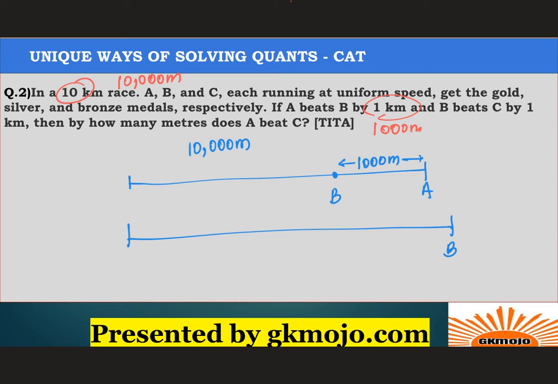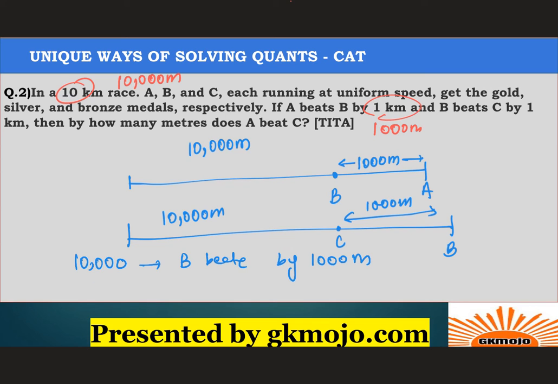So when B reaches the final point, C is still over here, and the distance between them is 1,000 meters. And this is also for a 10,000 meter race. You just have to apply the unitary method for this, and this is just like comparison. So in a 10,000 meter race, B beats C by how much? 1,000 meters, right? So when B is at 9,000 meters, B would beat C by how much?